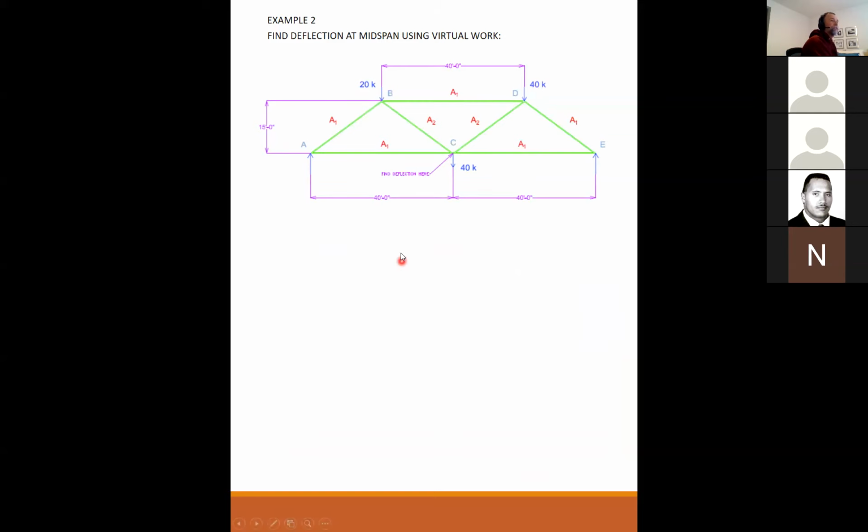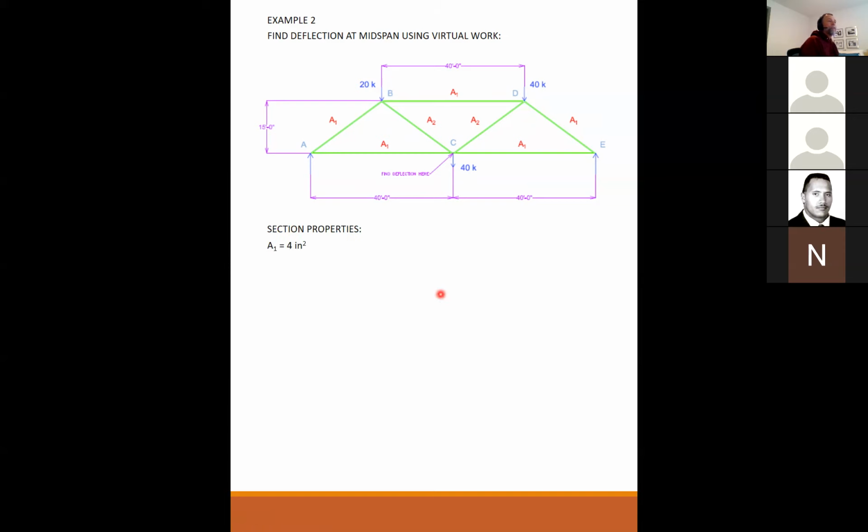On this truss here, the real truss has these dimensions, 40 feet, 40 feet, 40 feet, 15 feet high. It has these members labeled with an A1, with an area equal to A1. These guys in here are smaller. They have an area equal to A2. And the loads are not symmetrical, as you can see. I got 20 kips, 40 kips, and 40 kips. I would like to find the deflection right here at C going down. So that's the problem statement.